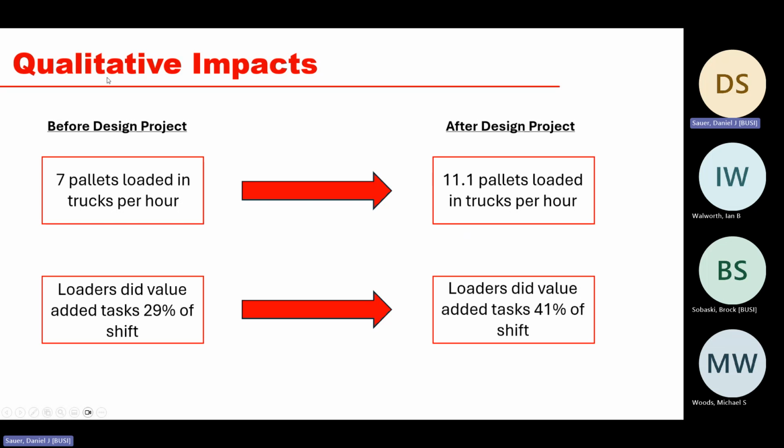Also, for our quantitative impacts, we see that before the design project, we had around 7 pallets loaded in trucks per hour. And then after the design project, we were seeing around 11.1 pallets loaded in trucks per hour. Also, our loaders did value-added tasks around 29% of the shift before our design and Kaizen event. And during our Kaizen event, we saw loaders did value-added tasks around 41% of the shift, a significant increase, and that will help us decrease overtime because they're getting more pallets out per hour overall.